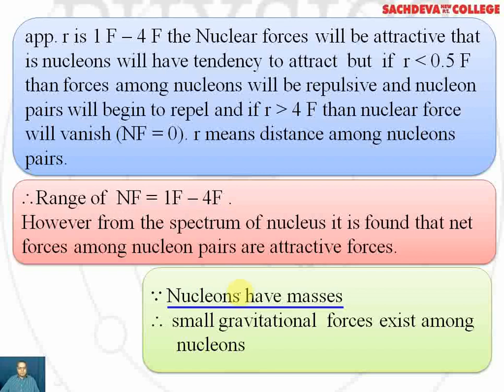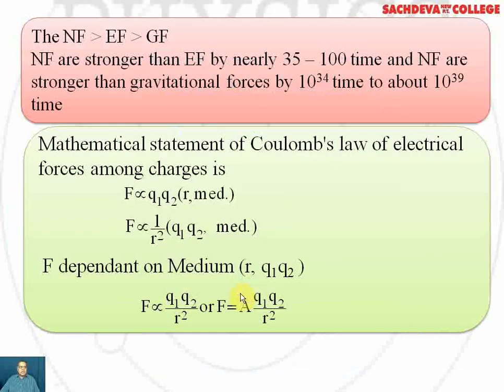The nucleons have masses, therefore a small gravitational force exists among the nucleons, because gravitational forces are mass dependent forces. It is further found that nuclear forces are stronger than electrical, and electrical forces are stronger than gravitational. By all calculations and by the spectrum analysis of the nucleus, it is found that nuclear forces are stronger than electrical forces by 35 to 100 times, and nuclear forces are stronger than gravitational forces by 10 to the power 34 times to about 10 to the power 39 times.